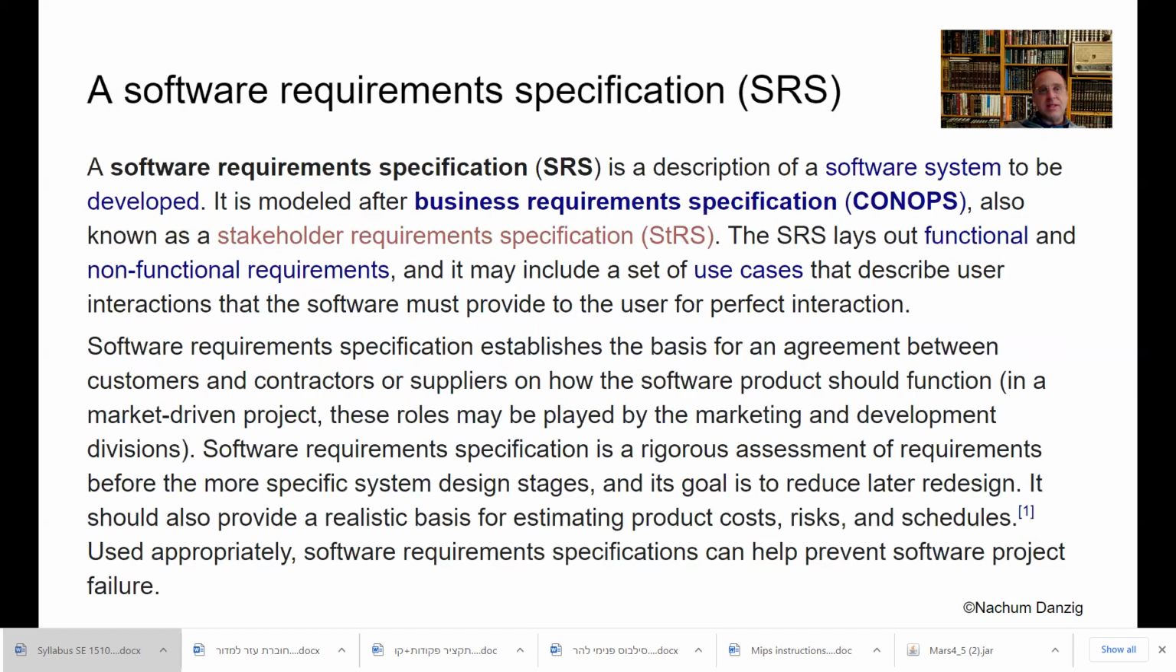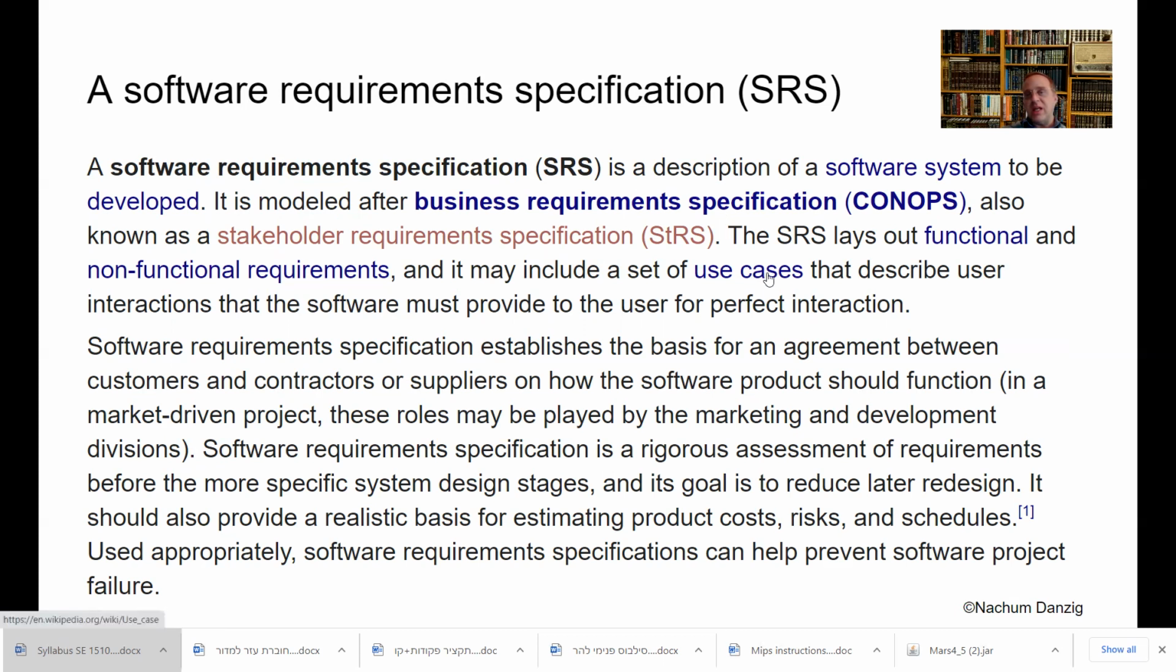Now I added some things here. There's a general concept called a software requirement specification, which is a description of a software system to be developed. And it's similar to a business requirements specification. It lays out the functional and non-functional requirements, in other words, it tells you what the system is supposed to do before you do it. As you write down on paper or on the computer, but you write down something clear that says what your goal is. It may have use cases.